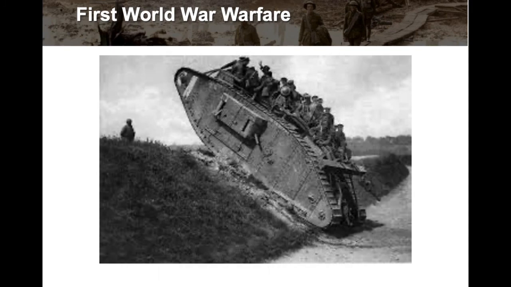Here's a tank. This is a British tank. They were called the Mark tank, M-A-R-K. They had numbers after them, Mark 7 or something. So this is a British tank. It was designed to be able to get over trenches. So these guys are taking a ride.